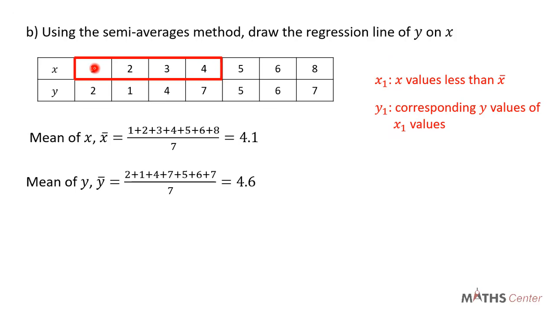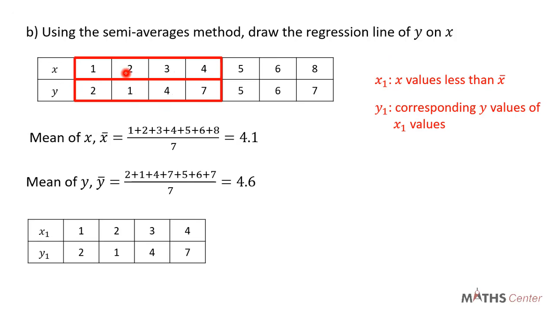So you see, the y value of 1 here is 2. The y value of 2 here is 1. The y value of 3 here is 4. And the y value of 4 here is 7. These y values will be your y1 values. So our x1 values are 1, 2, 3, 4, as you can see in the table here. And their corresponding y values are 2, 1, 4, 7. So 2, 1, 4, 7 will be our y1 values. So this is our table for x1 values and y1 values.